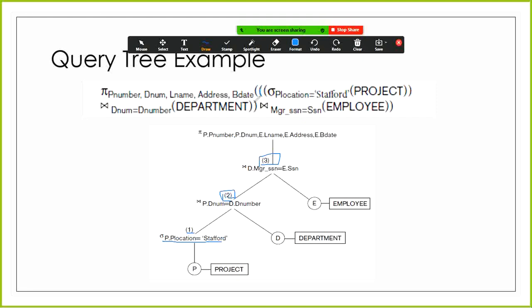And then you see here we have this bracket, so the result of this expression is multiplied with the employee. So this employee table is multiplied with the result of this whole expression, as you can see here. And after finding this whole expression, we apply this project operation, which is our final result. So in this way we can draw a query tree from a relational expression with the tables as leaf nodes and the expression as internal nodes.